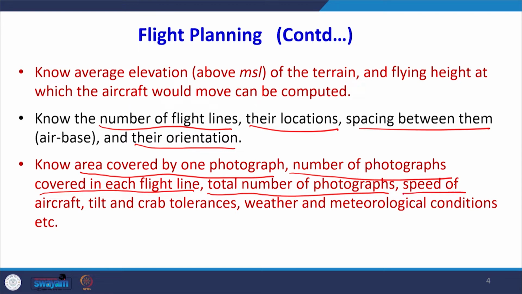What will be the speed of the aircraft? If there is any tilt required, or we have to compensate for tilt and the crab tolerance, and the weather and meteorological conditions. They are all very important once the photographs are taken from the air.